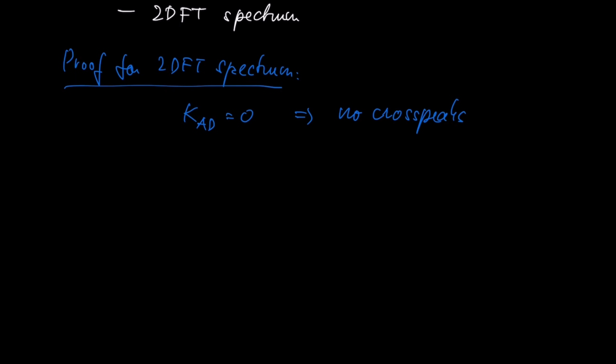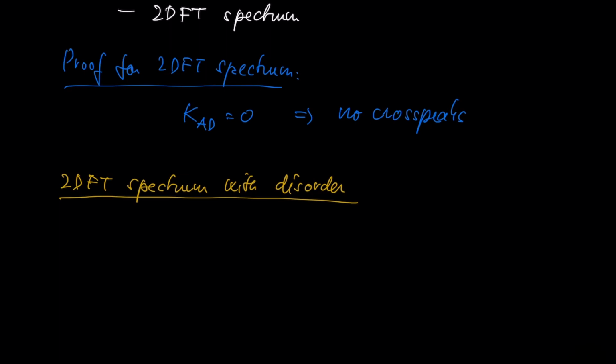Okay, so that gives us a chance to have a look at how a 2D Fourier transform spectrum will look for a system with disorder. So the next step will be to look at the 2D FT spectrum with disorder, and we mean always the energetic disorder.